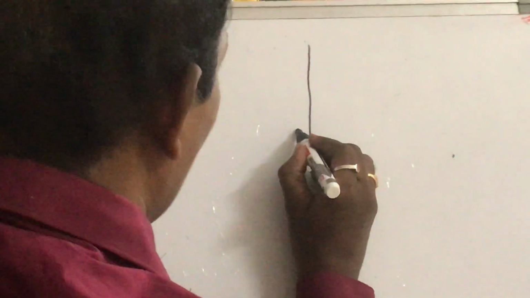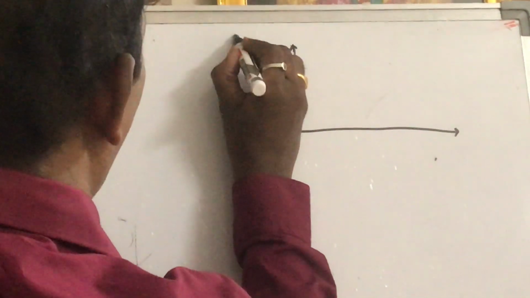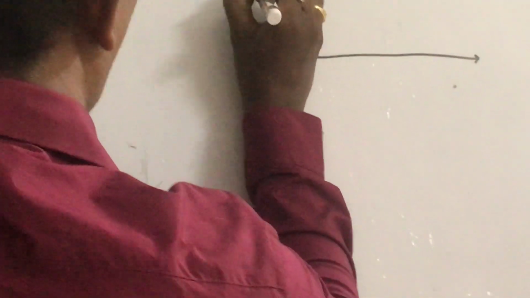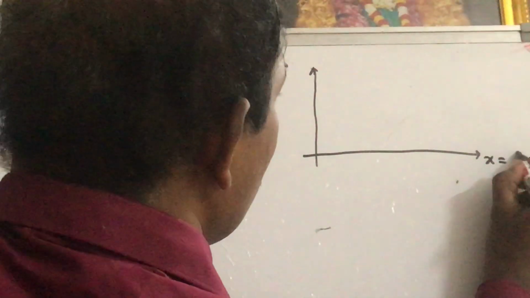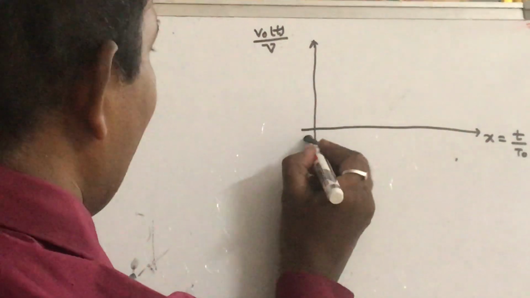So therefore, let us draw the output diagram for the underdamped case. Say this is your output, V0 of t by V. We have brought V to the left side. So this is x, that is equal to t by t naught, where t naught is the natural time period.